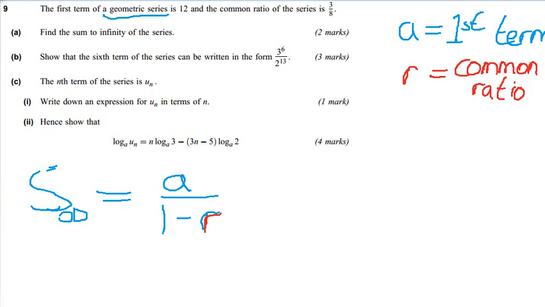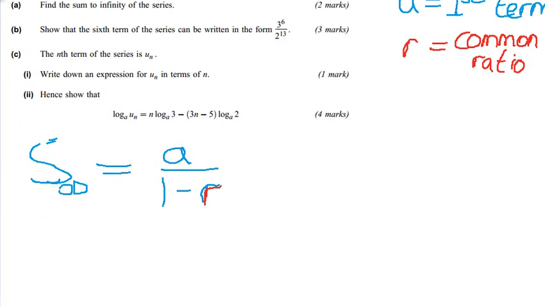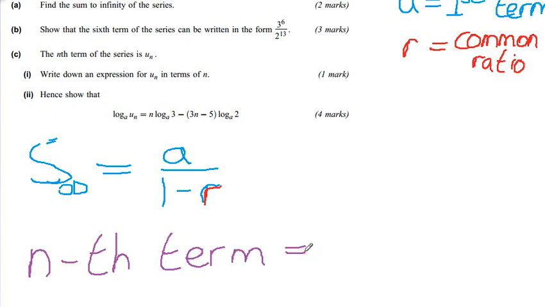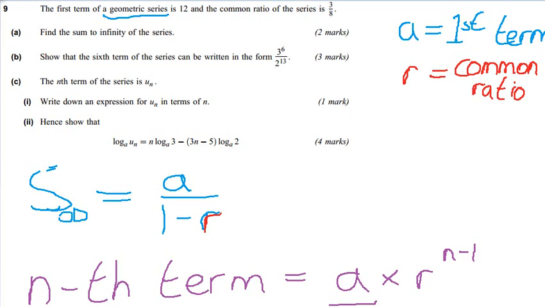So what else do we need to know? Well, we've got the sum to infinity, and the nth term of a geometric series is equal to a times r to the power of n minus 1. So if we're looking for the fifth term, then it is the first term times r to the power of 4, 5 minus 1, 4. So with that in mind, let's get started on question A.